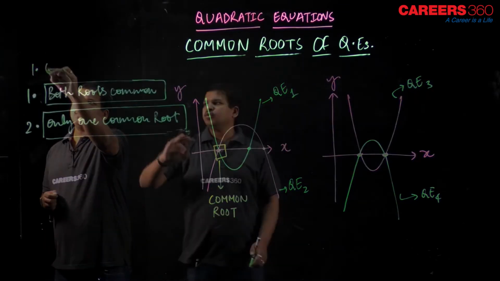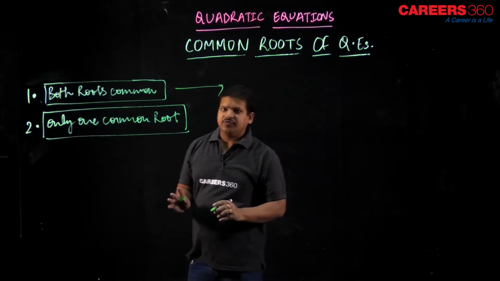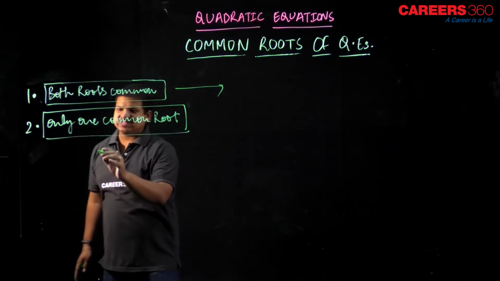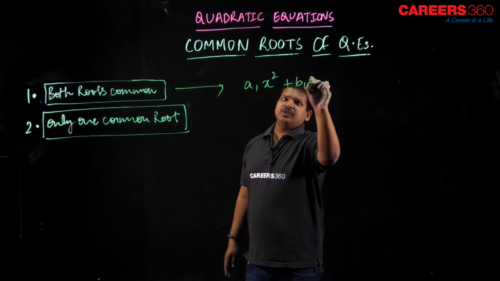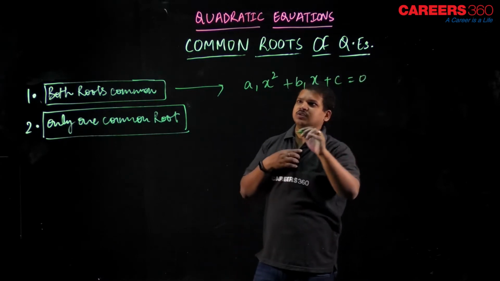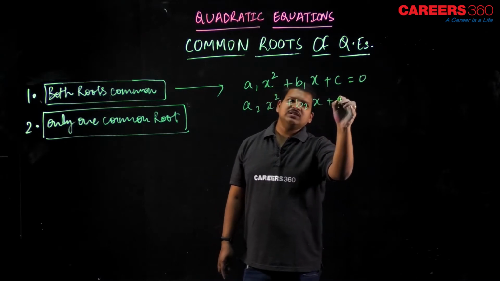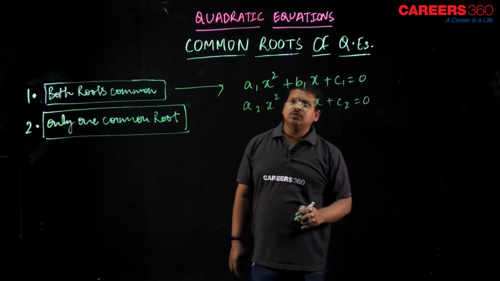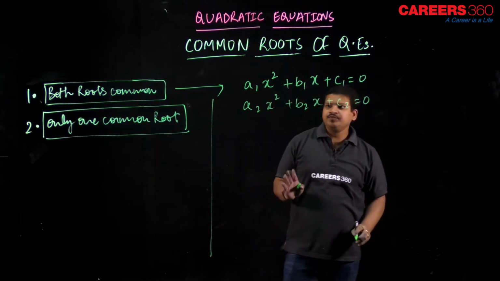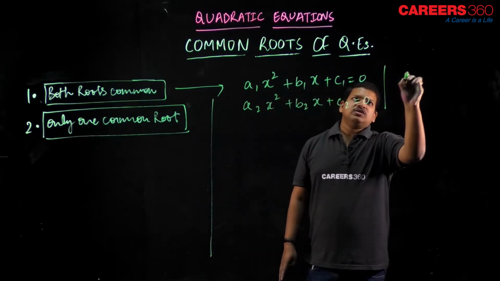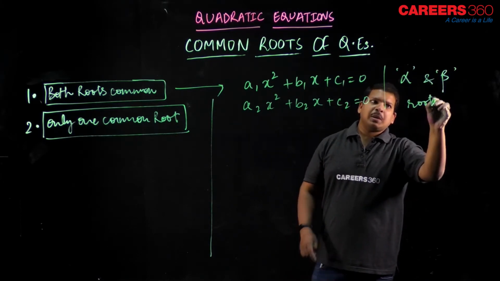First case will be both the roots are common. Let's say we have two equations as a1 x square plus b1 x plus c1 is equals to 0 and a2 x square plus b2 x plus c2 is equals to 0. These are our two equations. Now let's say alpha and beta are the roots.